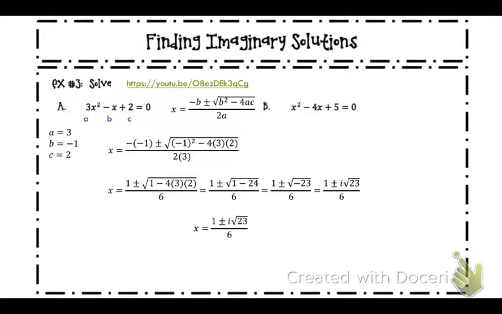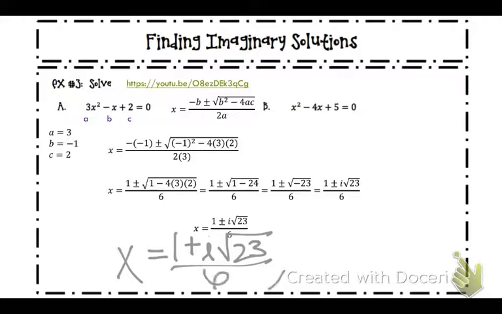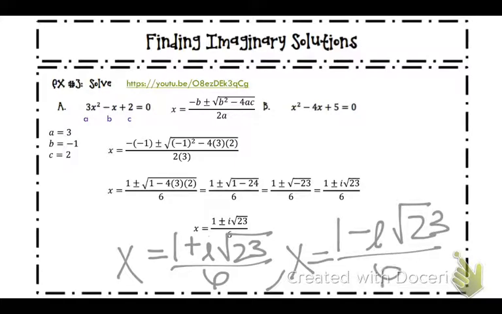I don't think I wrote this as 2 answers, but I just want to show you. So this is x = (1 + i√23)/6. This is also x = (1 - i√23)/6. So there are 2 answers there. That plus or minus means there's 2 answers. Okay?